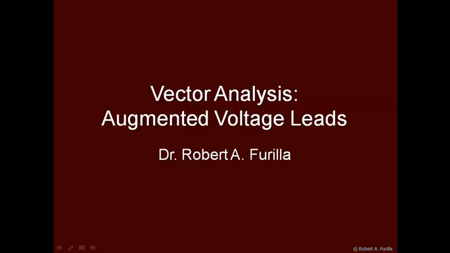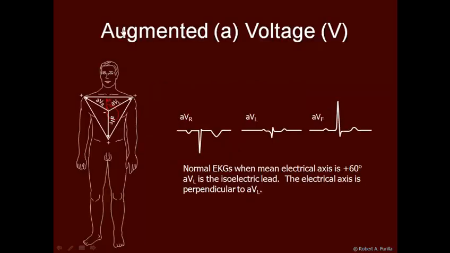That is the 3 Einthoven triangle leads plus now the augmented leads. The augmented voltage leads are labeled AVR for right, AVL for left, and AVF for foot. And they appear in this triangle in this fashion. Notice that all of the positive electrodes are placed in the corners of the Einthoven triangle. So the right shoulder, the left shoulder, and the left leg or foot.